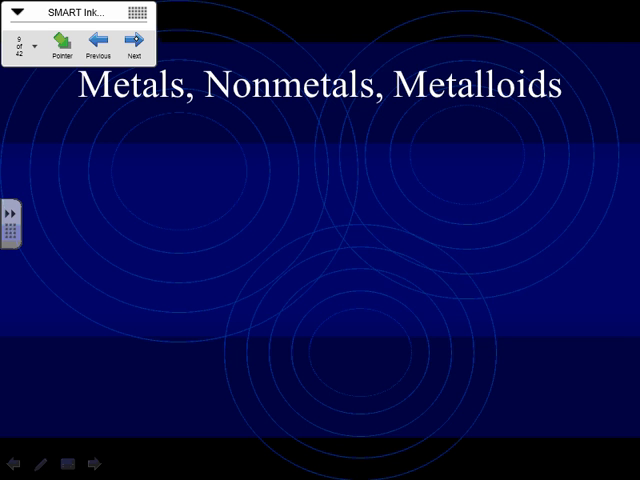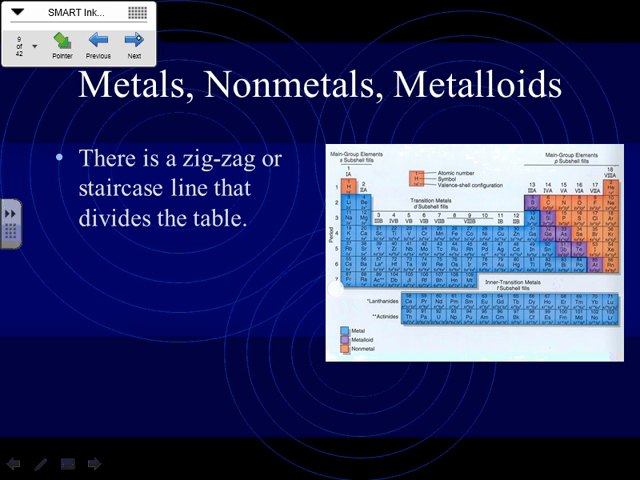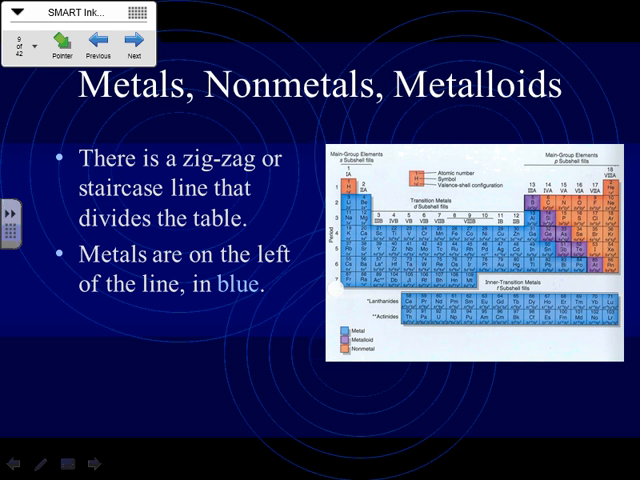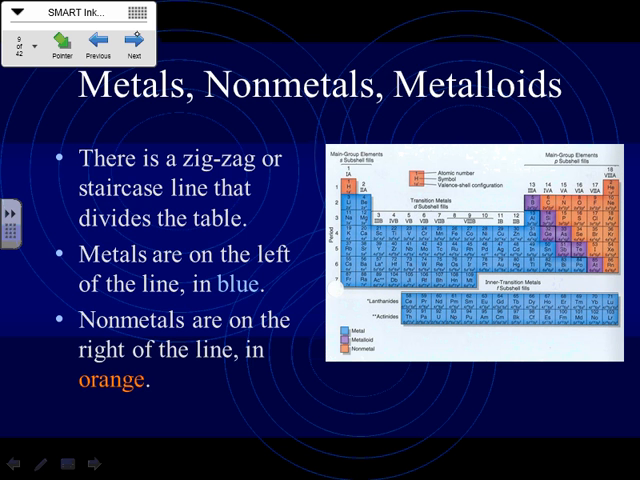So as far as filling out the notes on this part, you've got the zigzag or staircase line that divides the table. Okay? The metals are on the left in blue. The nonmetals are on the right in orange. Oops, what happened? Oh, okay, showing arrows here. I did big circles.